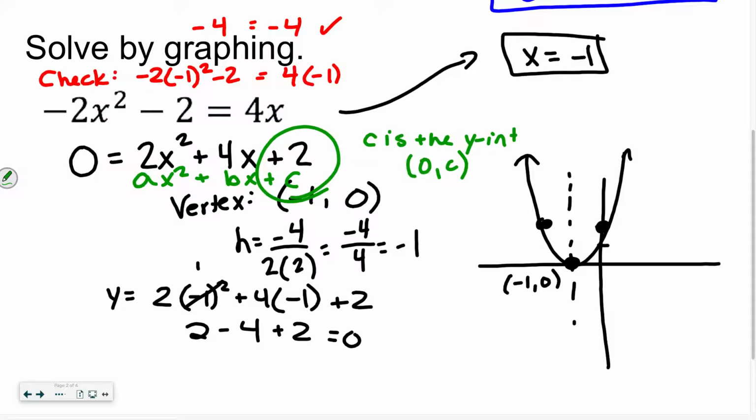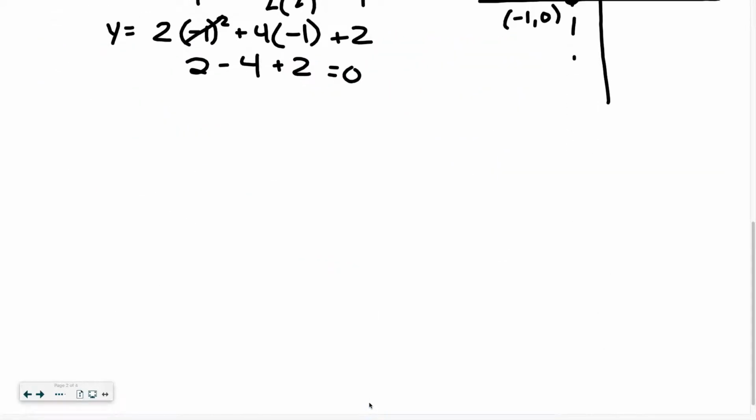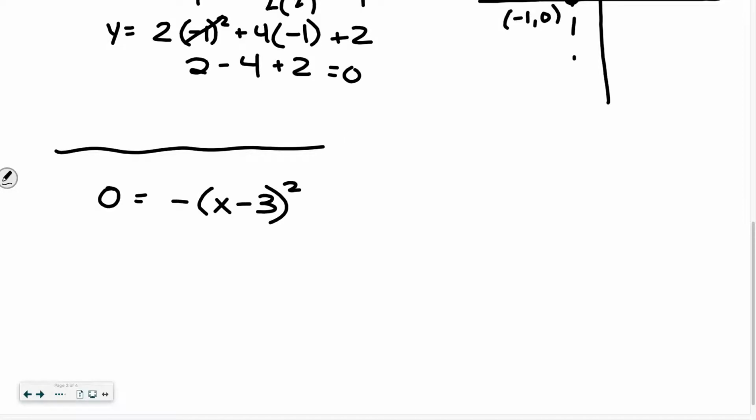Good question. Okay, now can you imagine some other parabolas where you would have more than one answer because you would have more than one x-intercept? Could you imagine a parabola like that? Yeah. Okay, so I could make one up really fast, just to kind of illustrate. Let's see, I'll do 0 equals negative quantity x minus 3 squared plus 1.